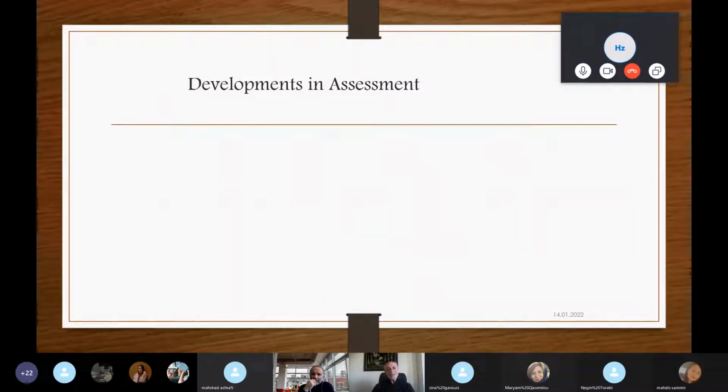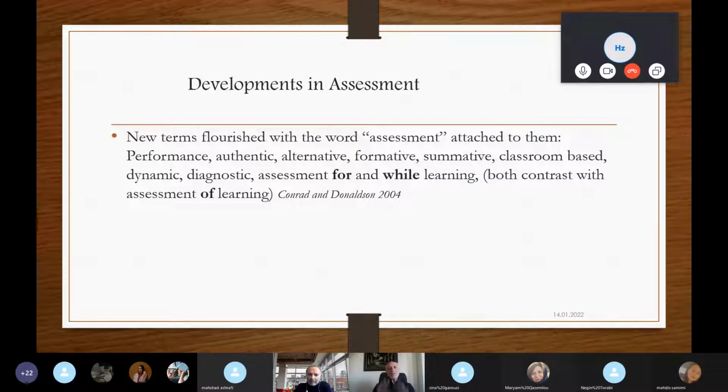So what happened? They said, okay, testing is no good. Let's use the word assessment, because assessment had a more comprehensive perception in the minds of people. Assessment included so many things, not just tests. And the moment assessment started, people, this is the fashion in our field, tried to coin words. Like we came up with performance assessment, authentic, alternative, formative, summative, classroom, dynamic, diagnostic, assessment for and while learning, both in contrast with assessment of learning.